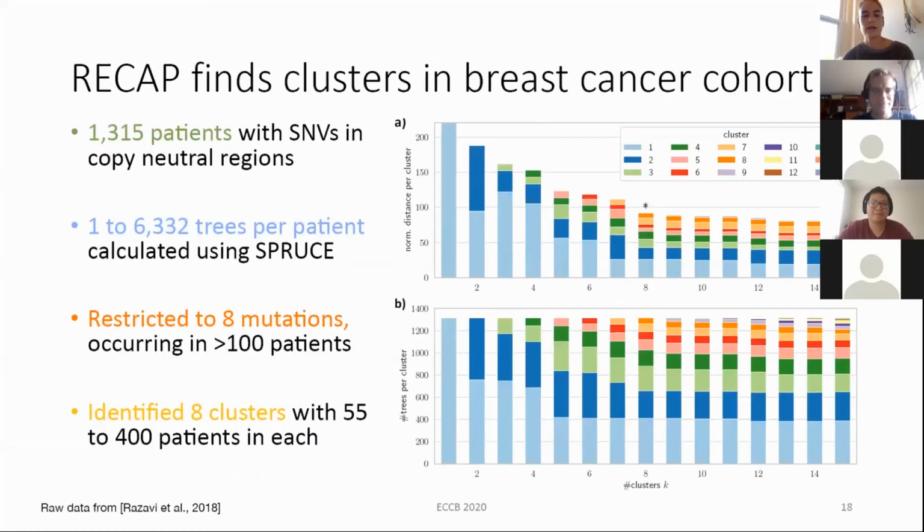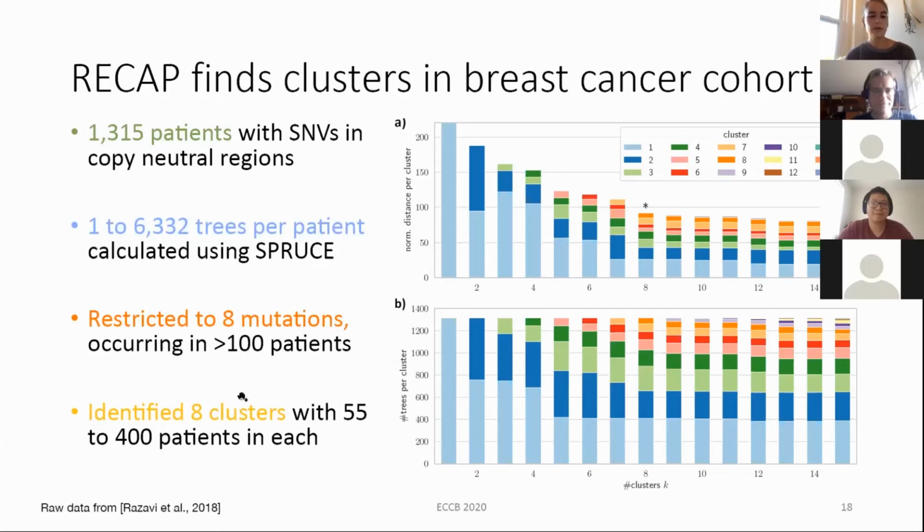We also then ran our algorithm on biological data. So here I'll present results from a breast cancer cohort. We also looked at a lung cancer cohort. So in this cohort, we had over 1,300 patients, and the number of trees per patient in the input really varied, with one patient having over 6,000 trees. We also restricted the data to mutations that were sufficiently recurring and that we felt like we could find patterns from. So in this case, they occurred in at least 100 patients.